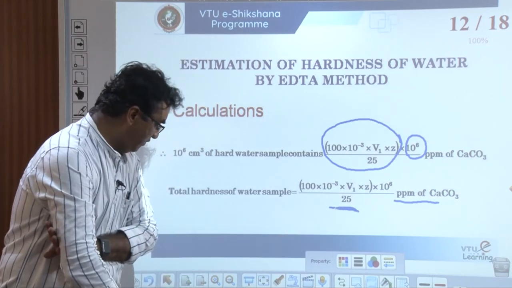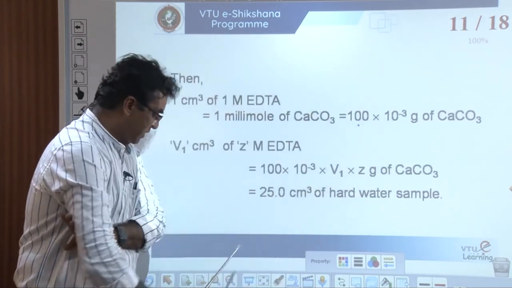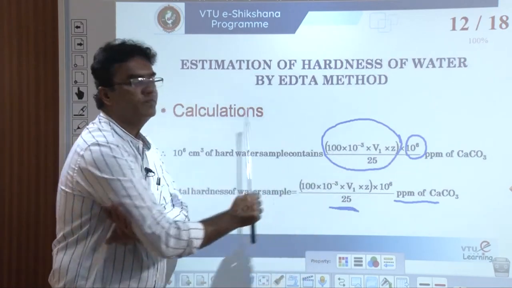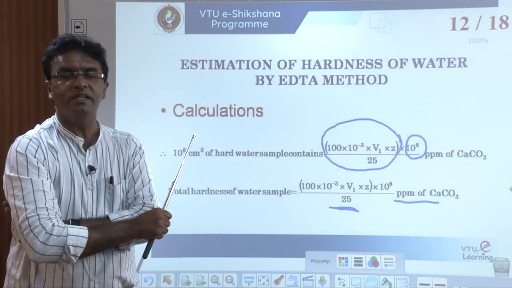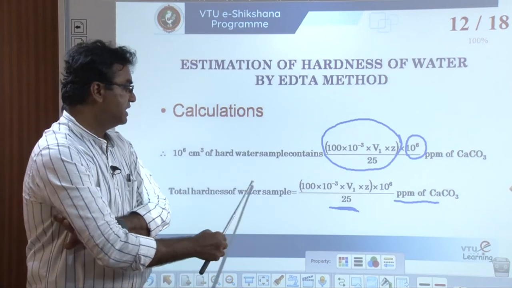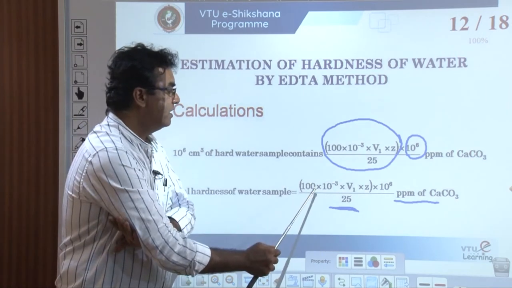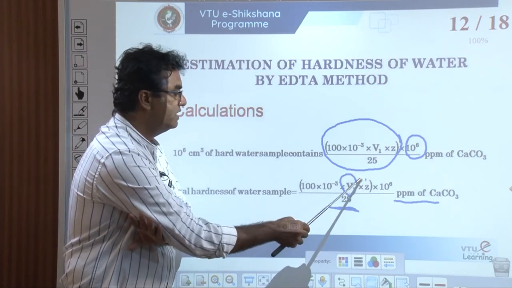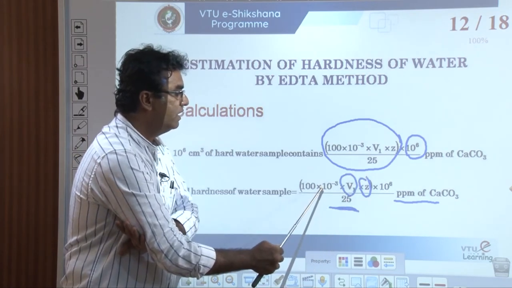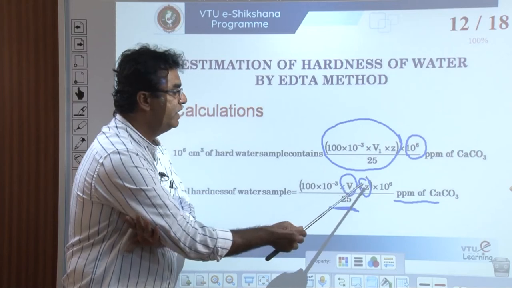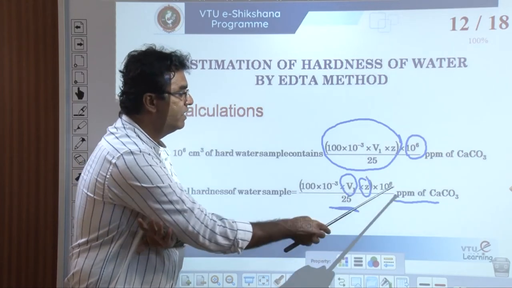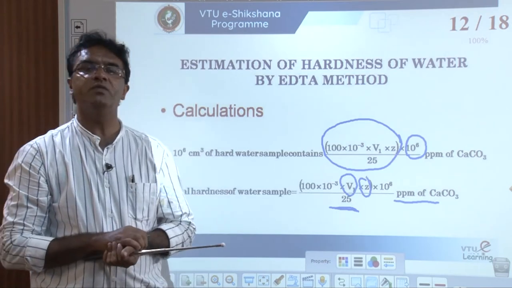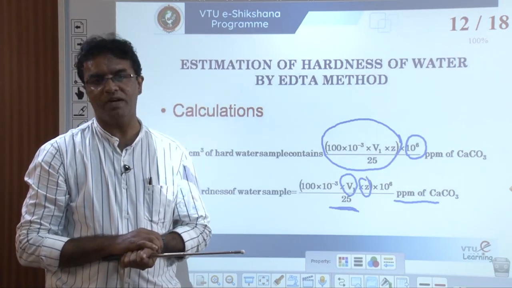So, for 25 cm cube is this much. If it is so, for 10 to the power of 6 cm cube, how much is the presence of calcium carbonate? That is nothing but total hardness of the water sample. 100 milligrams into V1, volume of the titration, Z is the molarity. So, 100 milligrams into V1 into Z in 10 to the power of 6 by 25 ppm of calcium carbonate. This is how we find out the hardness of the given water sample.